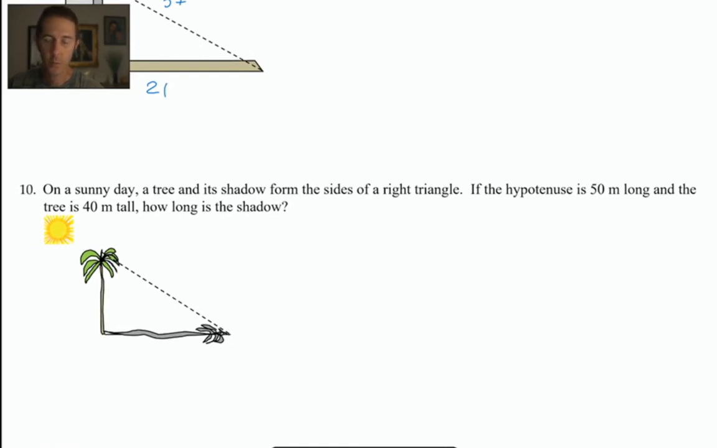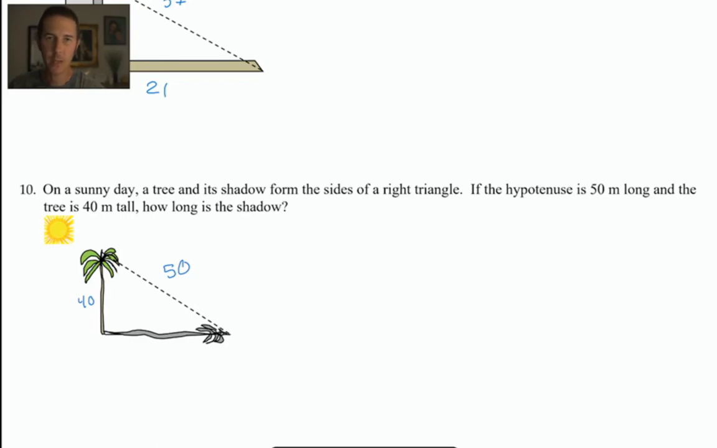Etc., etc. This one's nice because this is a 50, and the tree is 40 meters tall, which is a pretty tall palm tree. That's not like a 120 foot tall palm tree, which is like a 12-story tall palm tree. Maybe not. 4 meters probably would have been more appropriate, but I see what they're doing here. That's 40. And the question is, how long is the shadow?